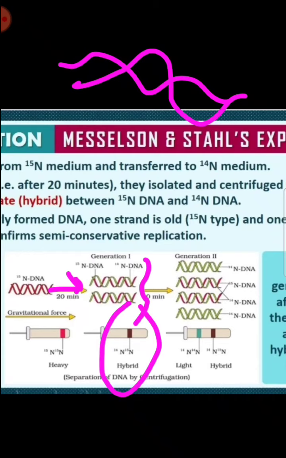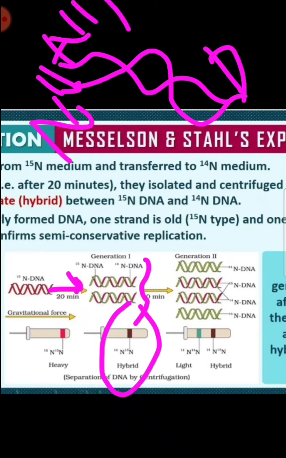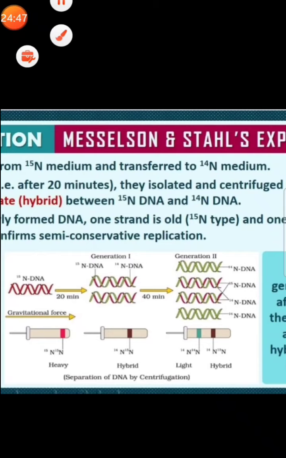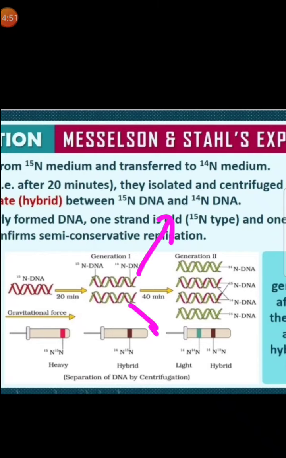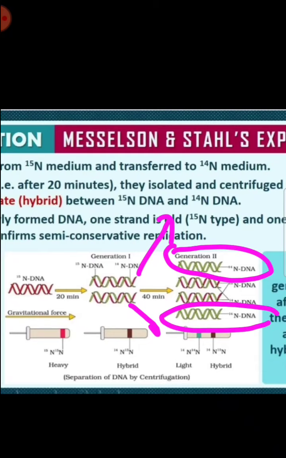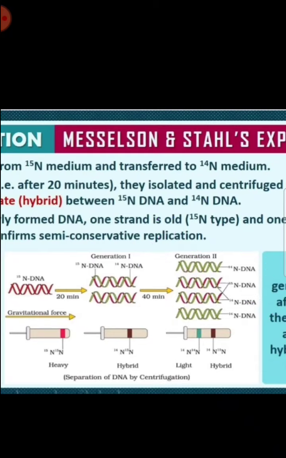Both the parents' strands will have one N14 and one N15, so it is neither heavy nor light, it is intermediate. But in the next generation, again these two strands will separate and these two strands will also separate, right? So again, one will be N14 and two will be intermediate.